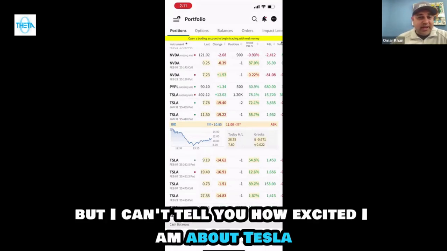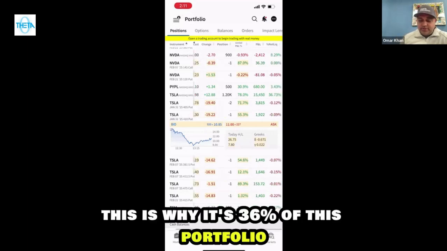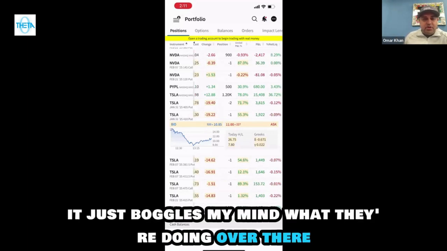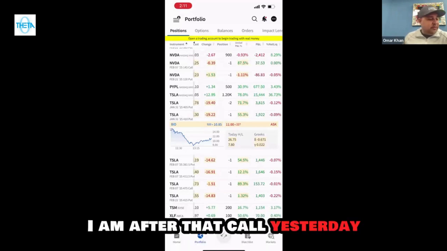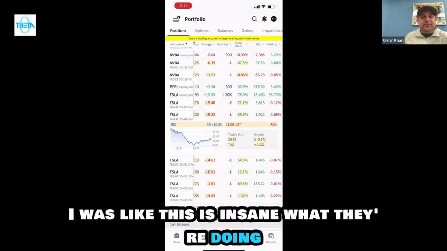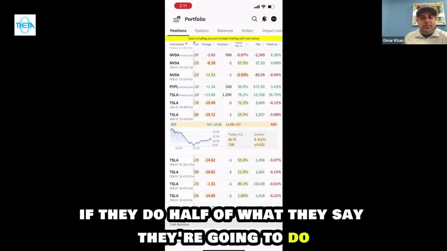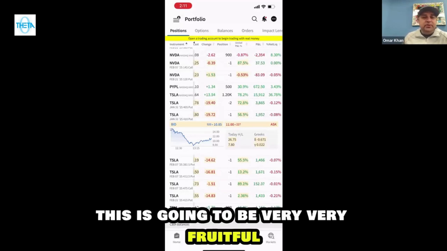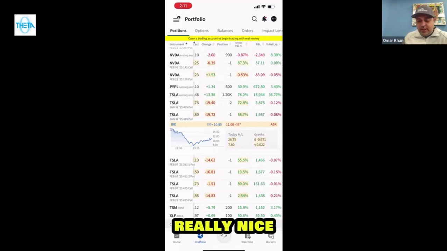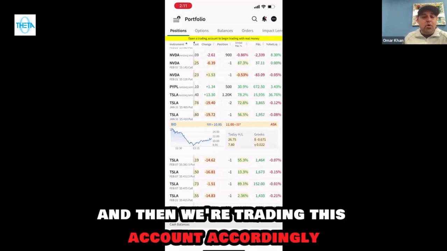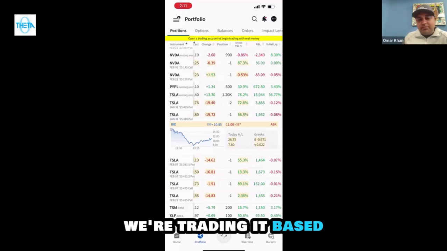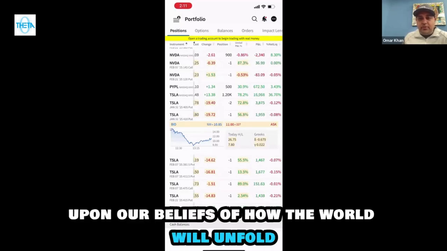But I can't tell you how excited I am about Tesla. This is why it's 36% of this portfolio. It just boggles my mind what they're doing over there. It's incredible what they're doing. After that call yesterday, I was like, this is insane what they're doing. If they do half of what they say they're going to do, this is going to be very, very fruitful. All right. So really nice. And then we're trading this account accordingly. We're trading it based upon our beliefs of how the world will unfold.